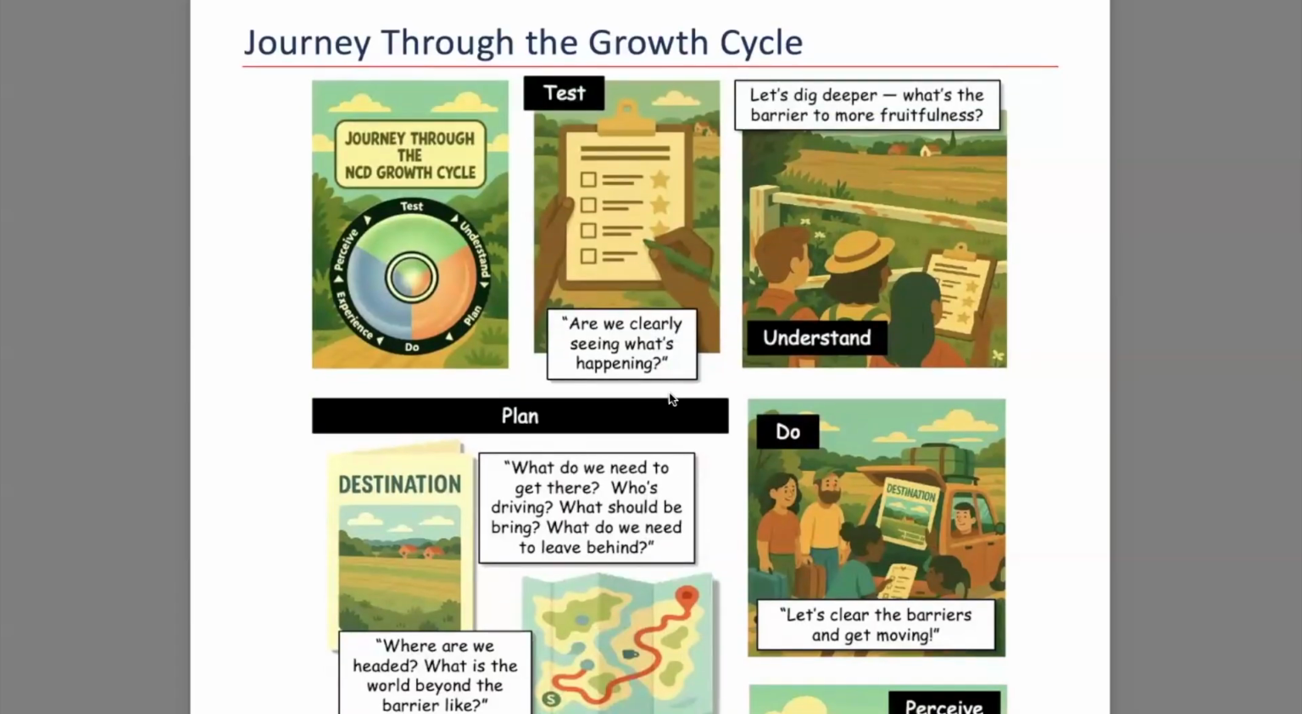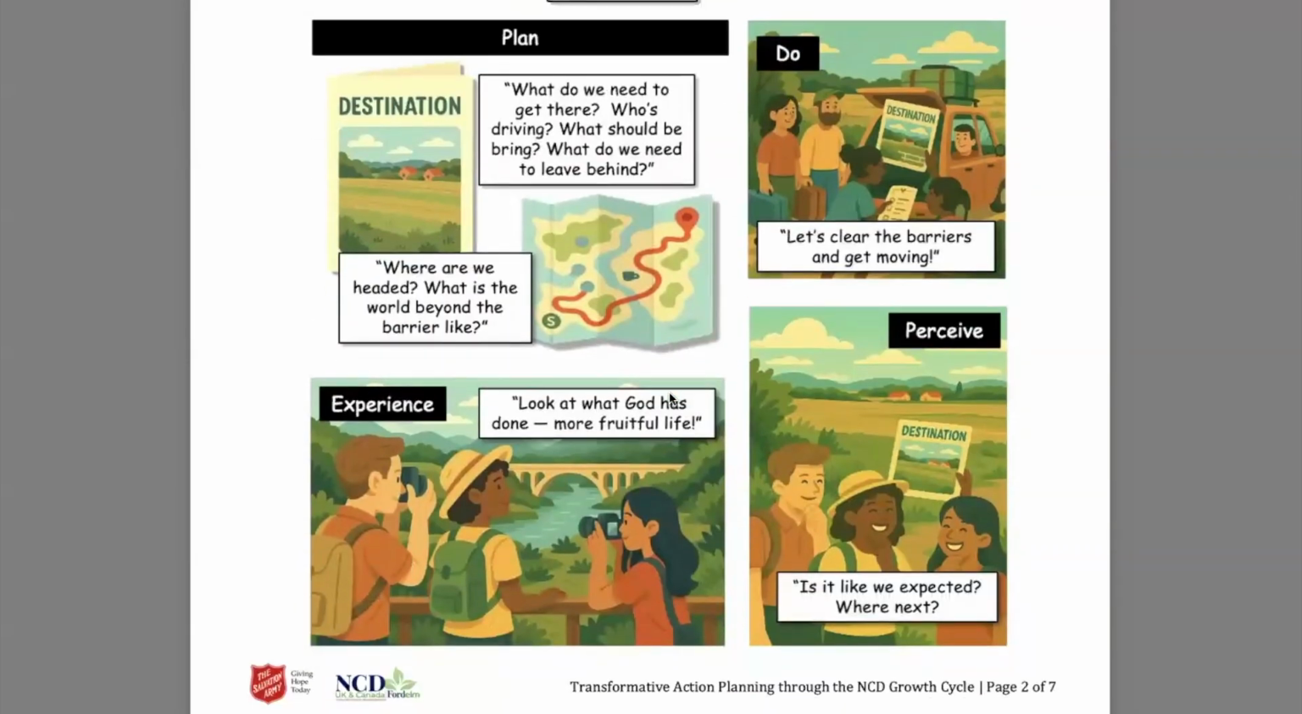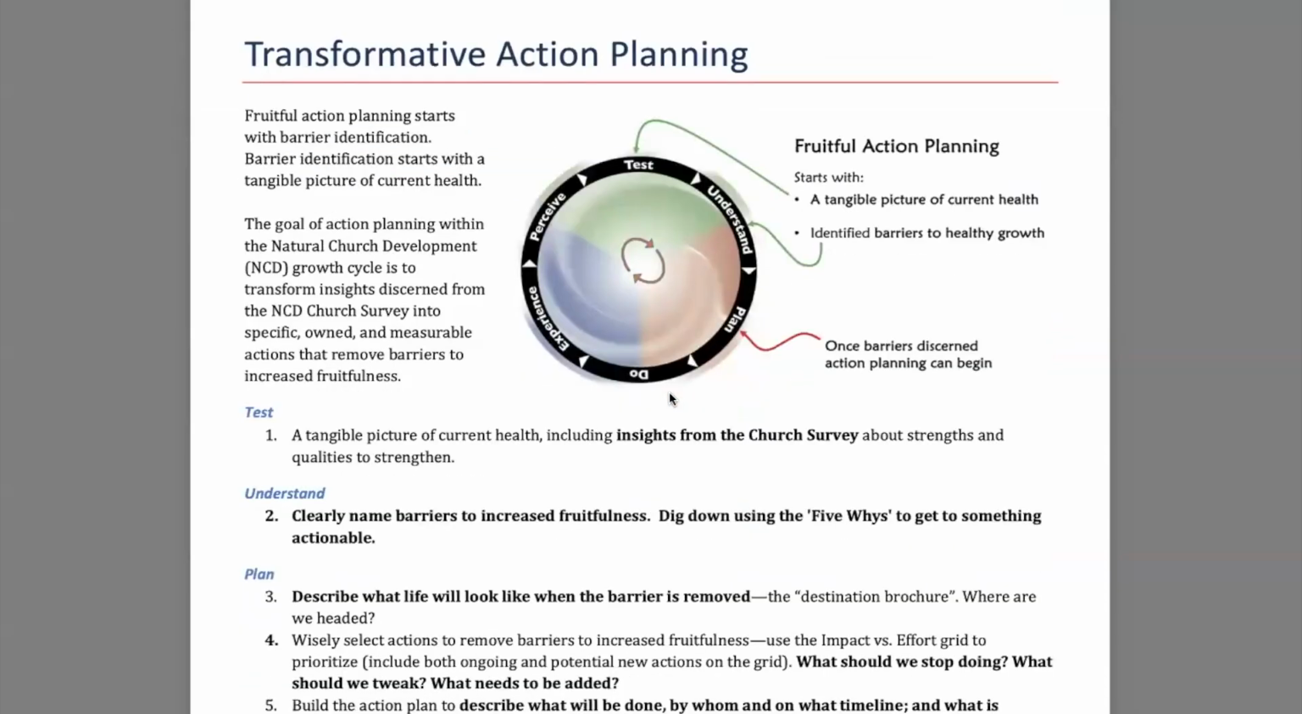This cartoon representation of the growth cycle uses the metaphor of a road trip to explain the key things that are important to understand about each phase of the cycle, moving from test and understand to plan, do, experience, and perceive. There's information here about transformative action planning.